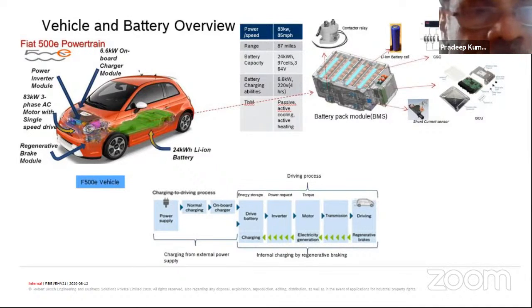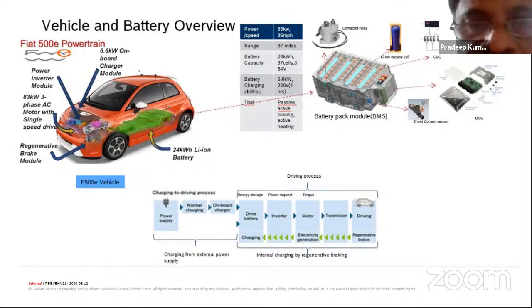So we have identified three components now. One is the battery, the other one is the power inverter module, and the third one is the electrical machine. In fact, these three are the most important components in the electric vehicle. So here you can see the driving process. You have the energy storage, that is the battery, and from there the energy goes to the inverter.